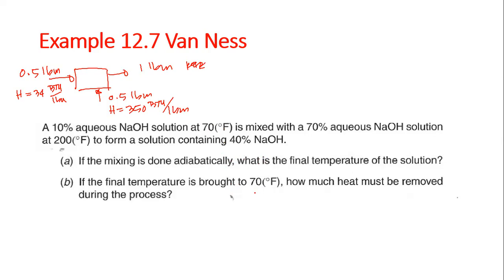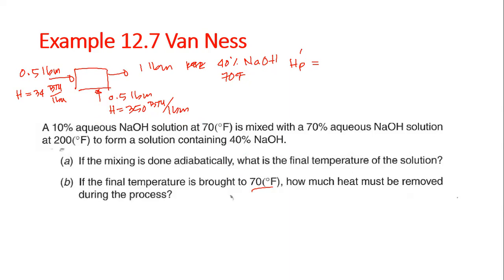It's still 40%, but the temperature is different. The temperature earlier was not 70, it was 220. Now our temperature is 70. So our product is a 40% sodium hydroxide solution at 70 degrees Fahrenheit. We need to use the diagram again to find the enthalpy for this value. So we have a new HP prime. Then we perform an energy balance and we can get Q.